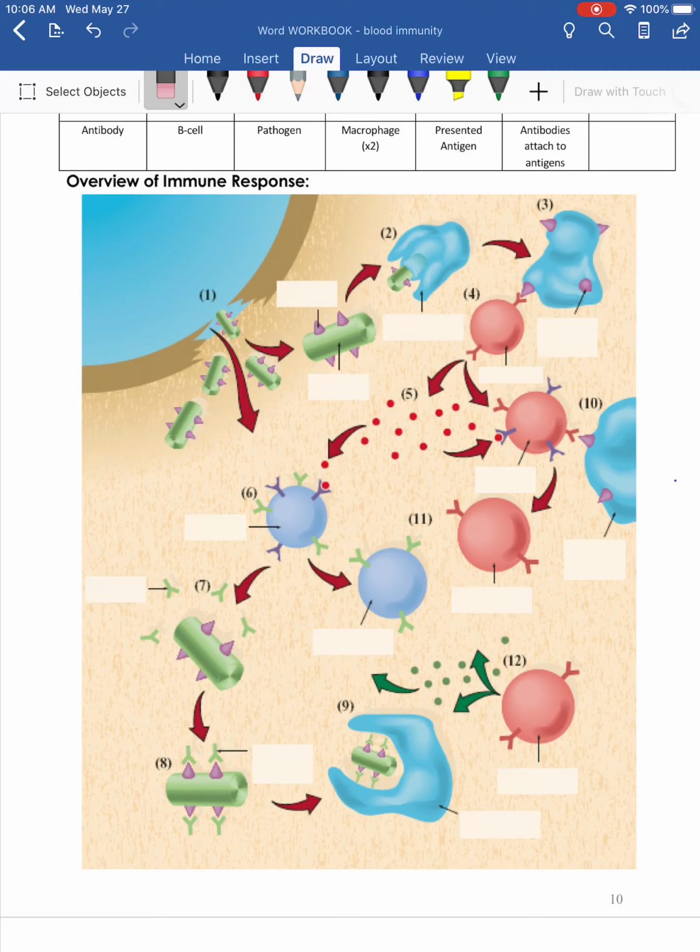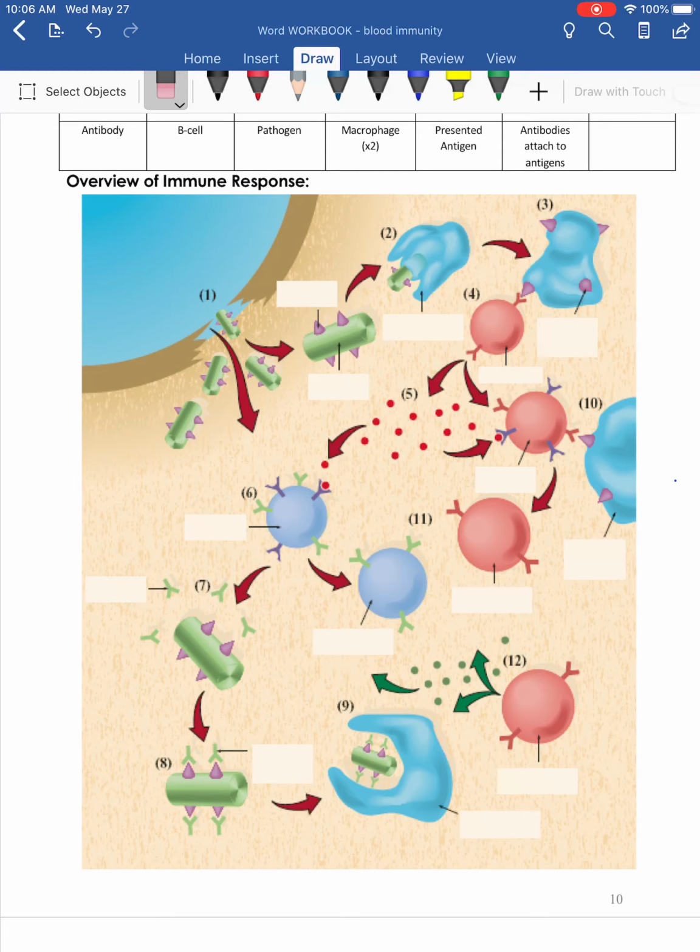So at this point, we are well into our blood and immunity unit. I want to make this video to just do a general overview of the immune response. Now, first off, I'm going to do a bit of talking before I get to the diagram. Let's just review the 3 lines of defense. So our body has these 3 lines of defense to protect us against pathogens.